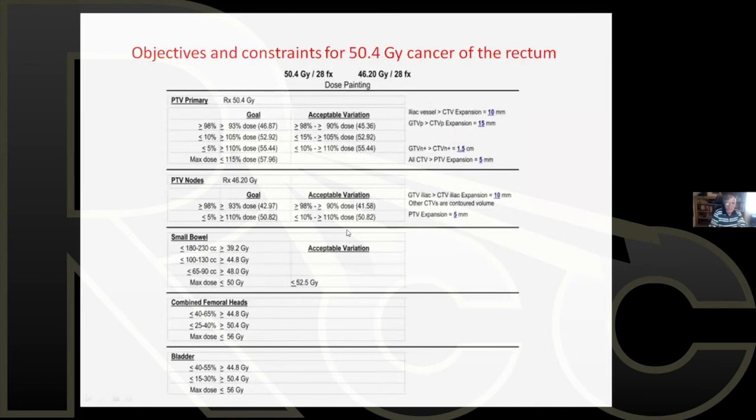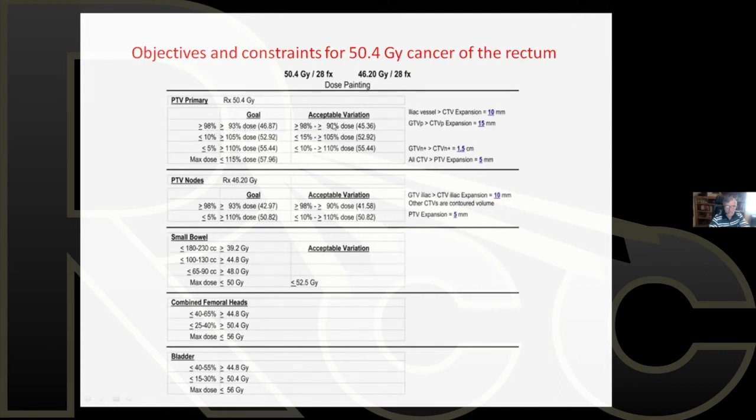Cancer of the rectum is another area that we treat. 50.4 gray in 28 fractions, pretty typical. Look at the objectives here. At least 98% should get 93%. At least 98% of the rectum should get 93% of the dose.